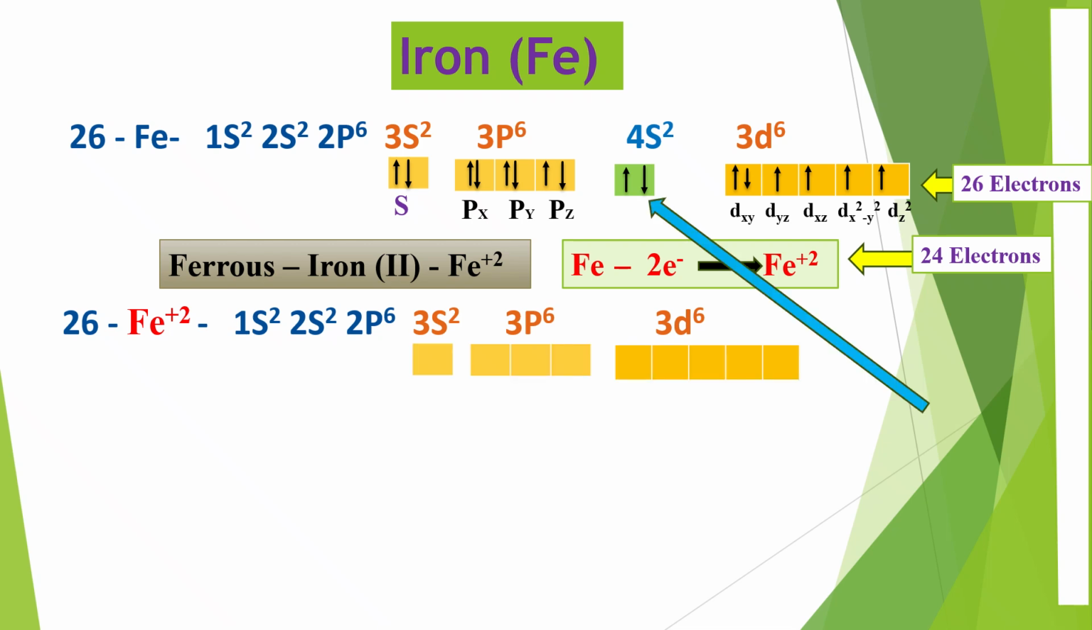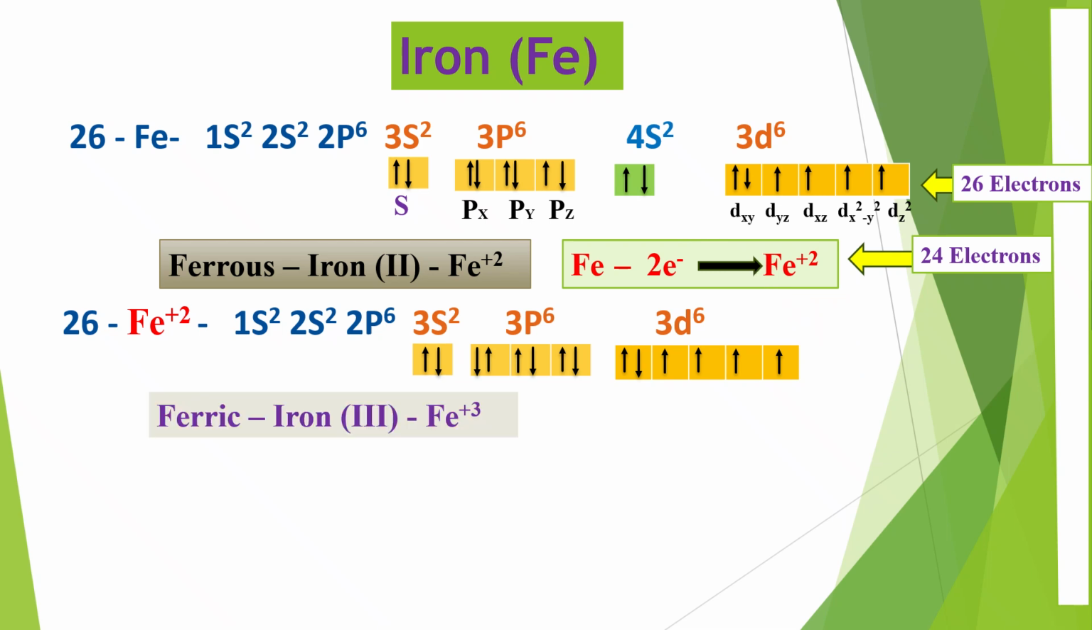3s2, 3p6, 3d6. Isn't it? 1s2, 2s2, 2p6 is common. So the electronic configuration is 1s2, 2s2, 2p6, 3s2, 3p6 and 3d6. It contains how many electrons? Total 24 electrons. Suppose it is ferric, that is iron 3.